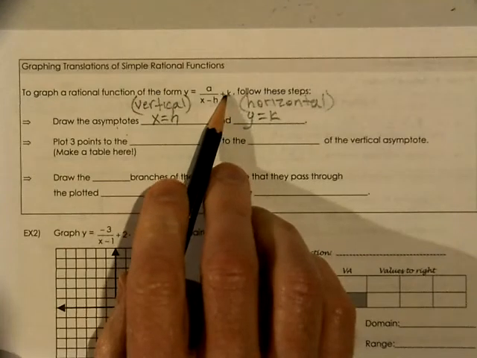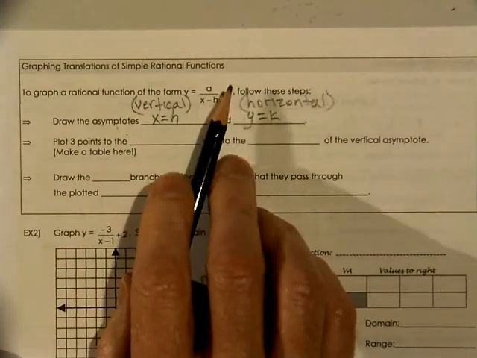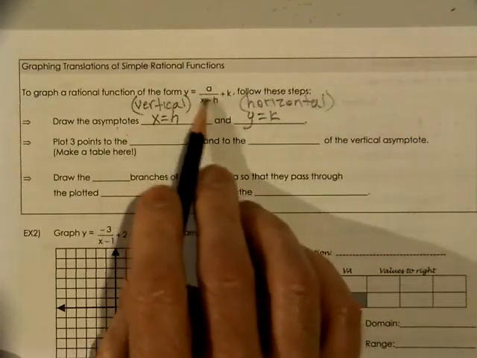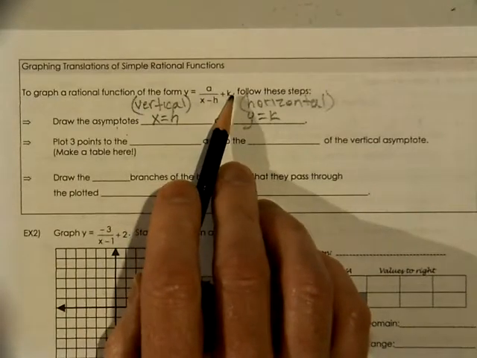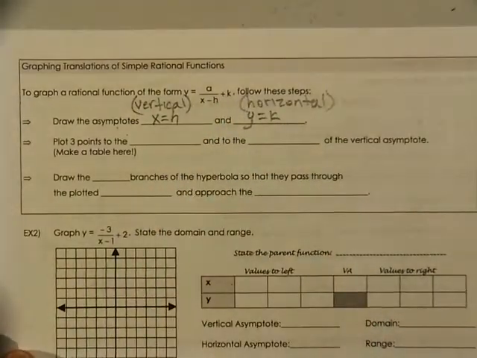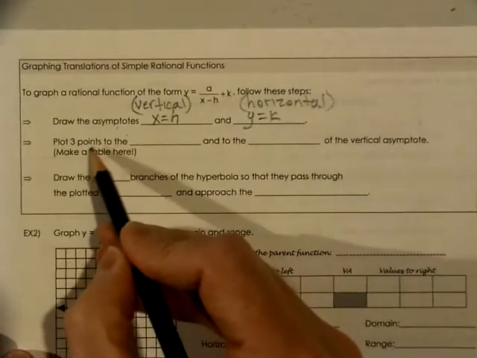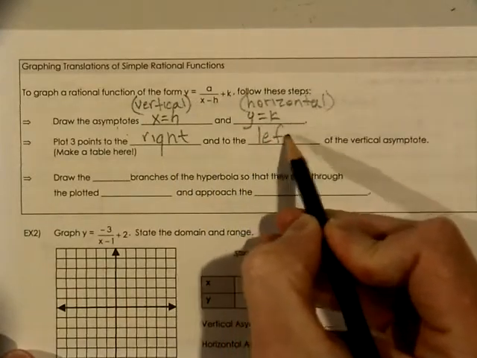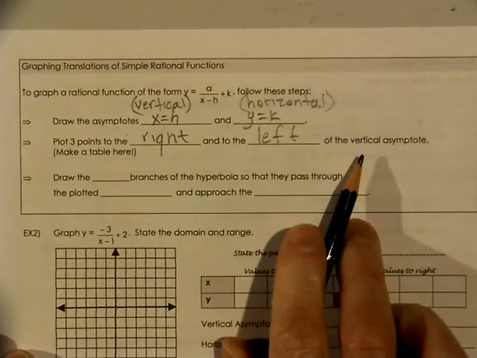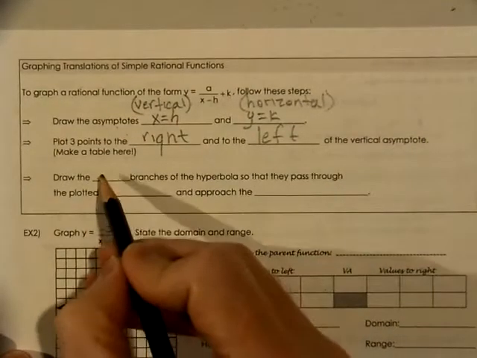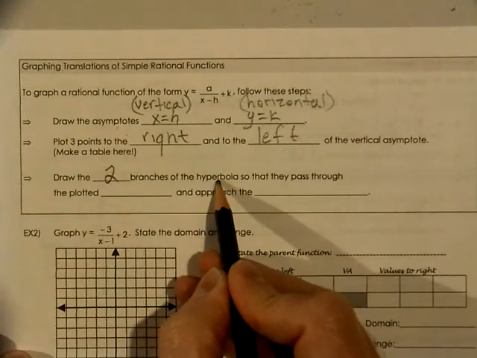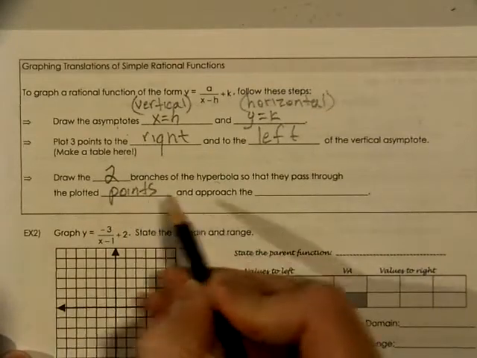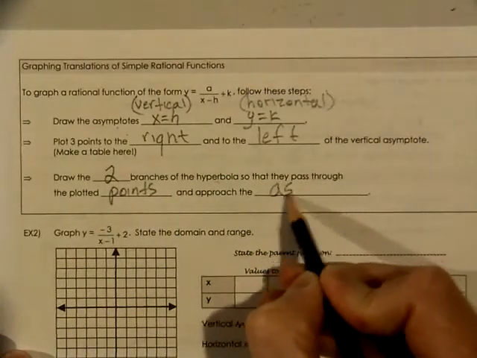Because the number you can't get to is this k. The only way to get to k is to have a fraction that equals 0. But the fraction can never equal 0. So never equaling 0 plus the k will get you to never equal the k value. We're going to plot 3 points to the right and 3 points to the left of the vertical asymptote. We're going to draw 2 branches to make the hyperbola, and we're going to plot those points, and we're going to approach the asymptotes.